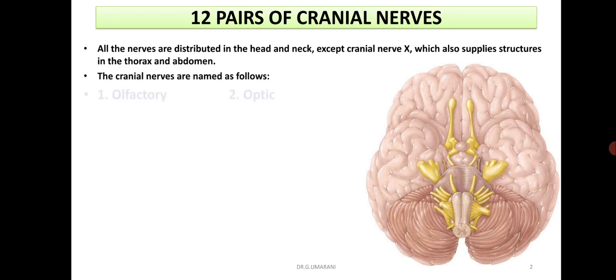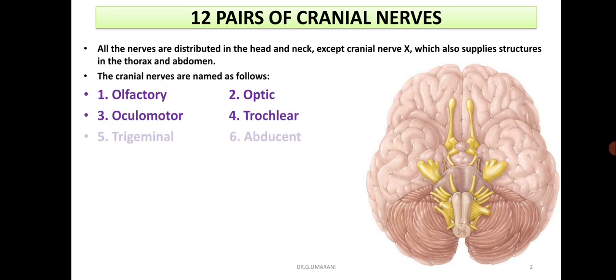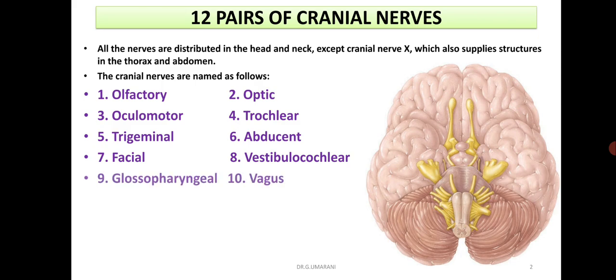The names of the cranial nerves are: the first cranial nerve is olfactory, second is the optic, third is the oculomotor, fourth is the trochlear, fifth is the trigeminal, sixth is the abducens, seventh is the facial, eighth is the vestibulocochlear, ninth is the glossopharyngeal, 10th is the vagus nerve, 11th is the accessory nerve, and 12th is the hypoglossal nerve.